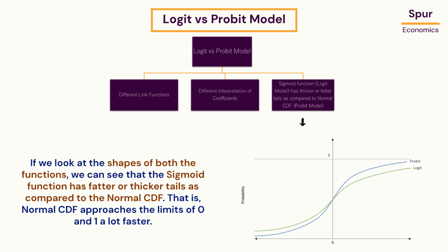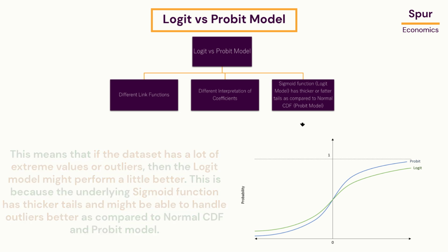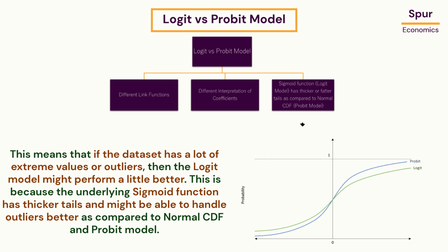If we look at the shapes of both the functions, we can see that the sigmoid function has fatter or thicker tails as compared to the normal CDF. That is, normal CDF approaches the limits of 0 and 1 a lot faster. This means that if the dataset has a lot of extreme values or outliers, then the Logit model might perform a little better. This is because the underlying sigmoid function has thicker tails and might be able to handle outliers better as compared to normal CDF and Probit model.